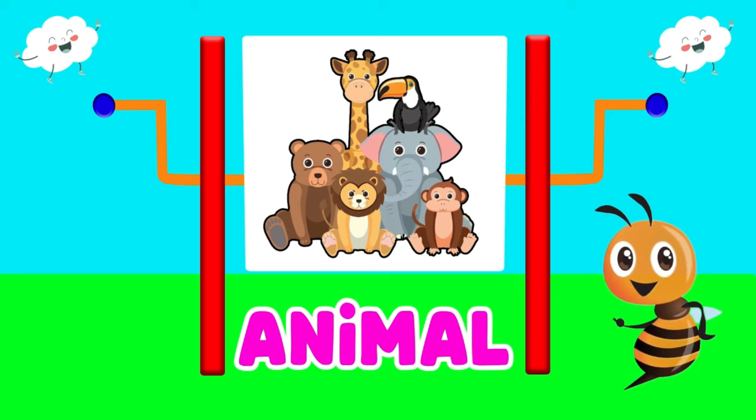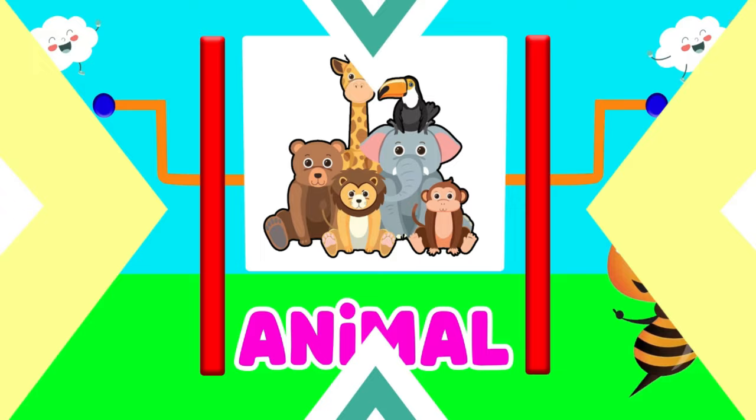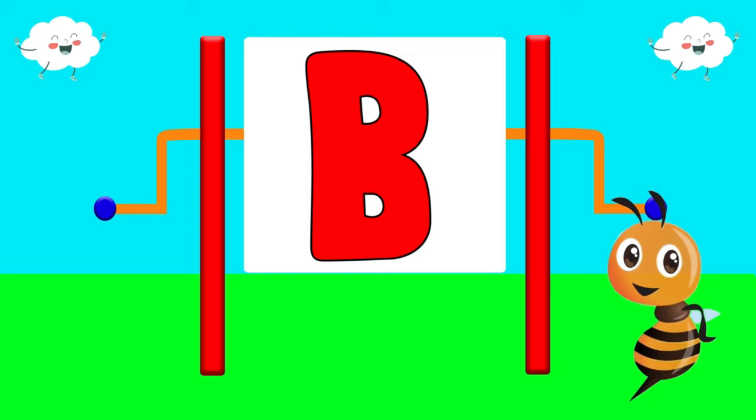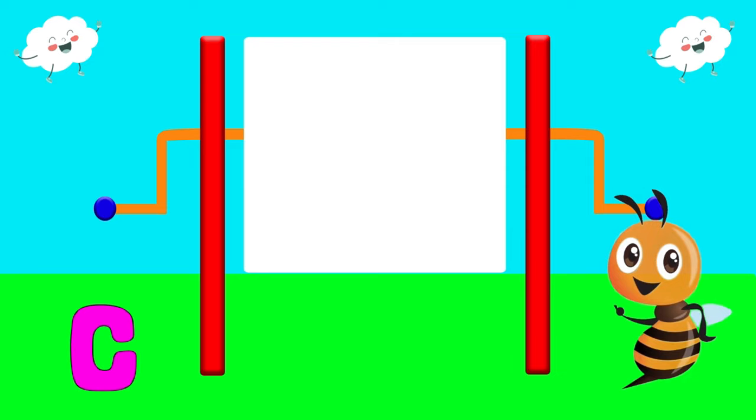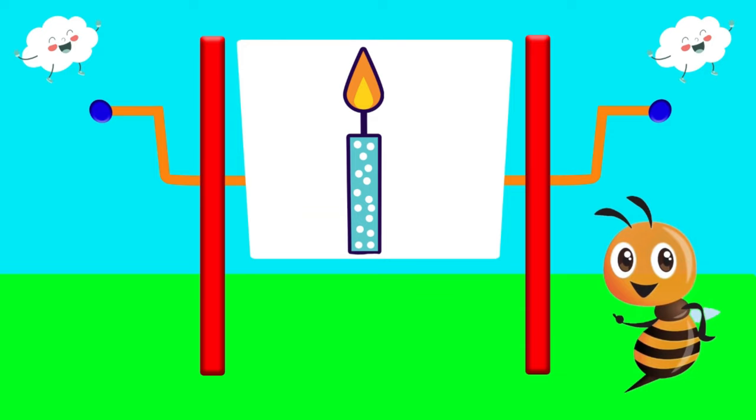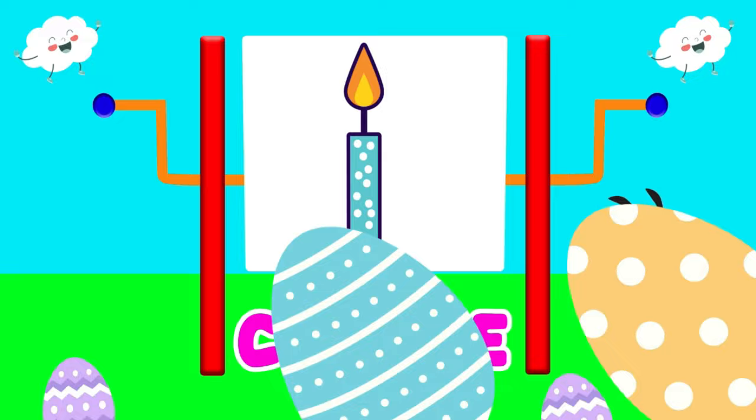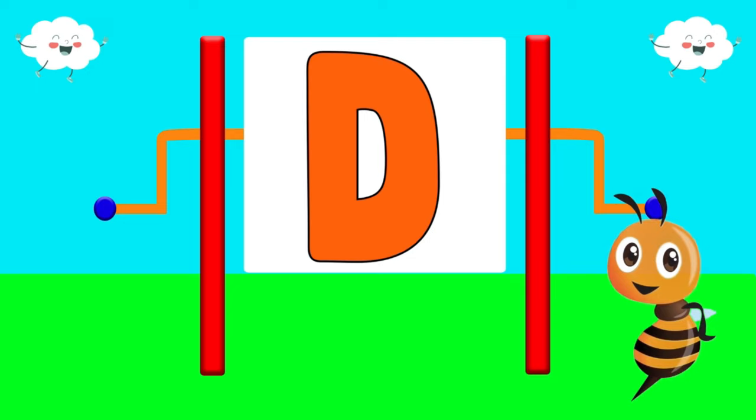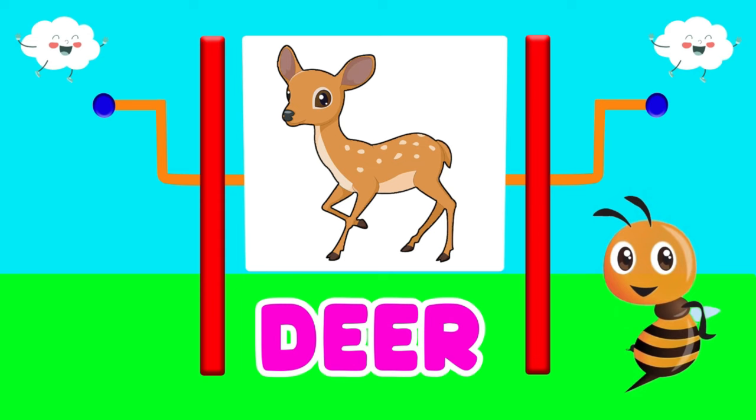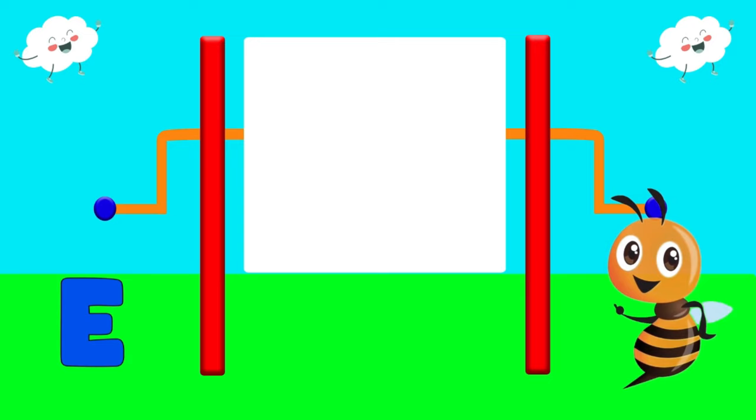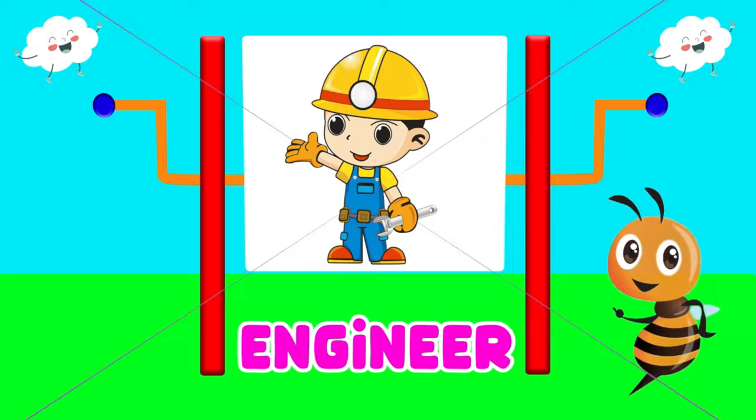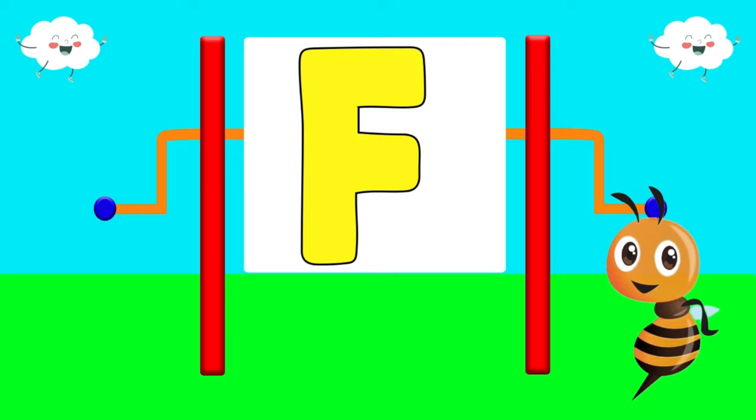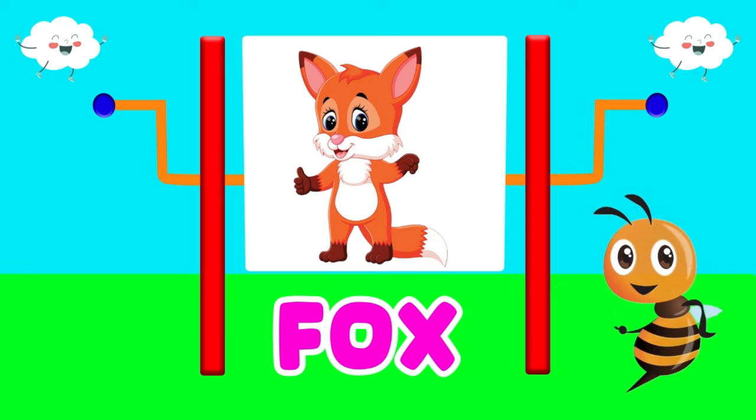A for animal. B, B for ball. C, C for candle. D, D for deer. E, E for engineer. F, F for fox.